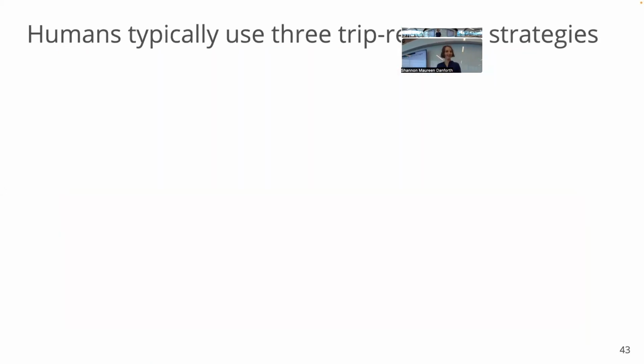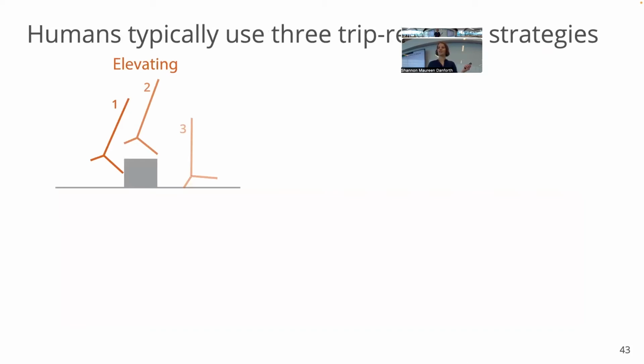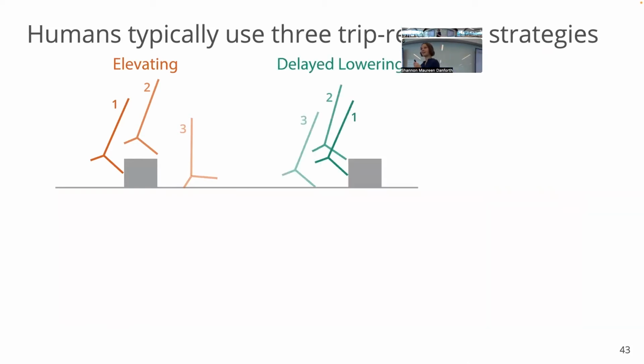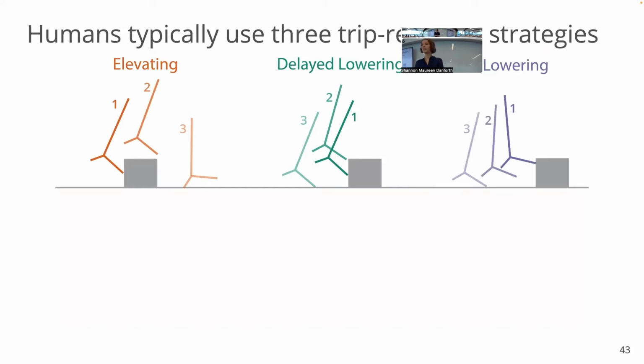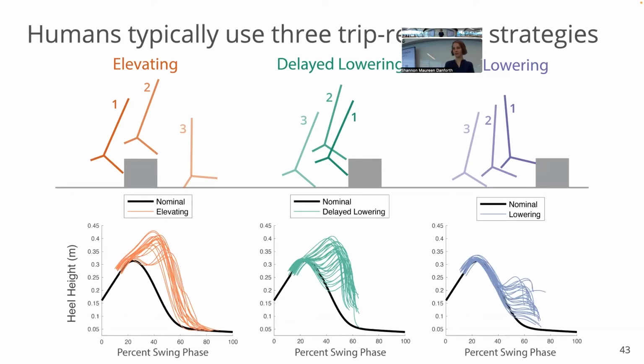All right, and as you may have noticed during looking at those 5 trips, humans use different types of strategies to recover from these trips. So one is elevating, where the foot elevates over the obstacle with the heel striking the ground in front of the body. The next is delayed lowering, where the foot initially elevates and then contacts the ground behind the body with the toe striking the ground first. And the last is lowering, where the foot is immediately lowered behind the body, again with the toe striking the ground first. And we observed these same trip recovery strategies in our subjects in this experiment.